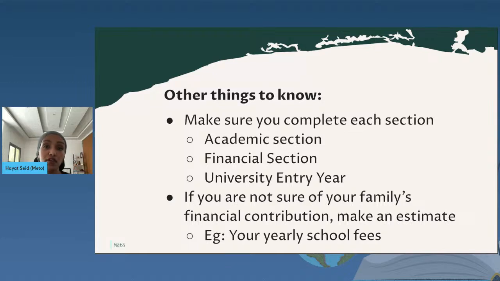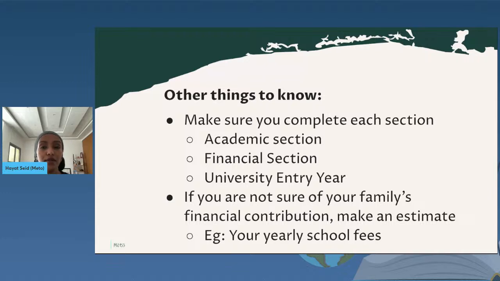If you are taking gap years, or you might not be starting in this coming application cycle, you can select the intake year that works for you. If you are unsure of how much your family can contribute towards your university education, and maybe you need to have a conversation with your family about it, this is really the best time to do so. For now, my suggestion would be to put an estimate, and a good estimate is your annual school fees at the moment.